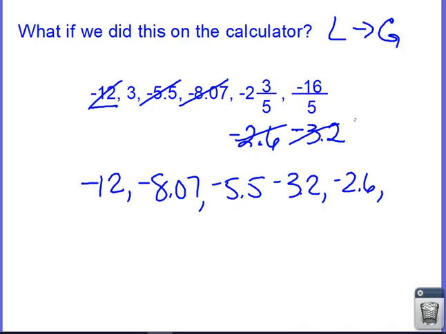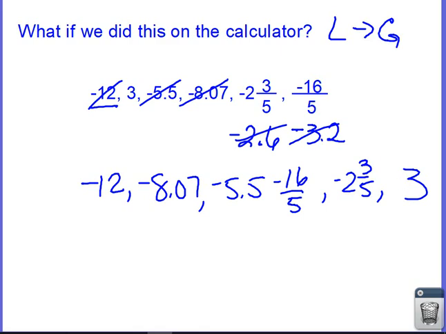But, oh, we forgot. Whenever we're writing these, we need to write them in the proper form. So we go back to the original numbers. So this should be negative 16/5, and negative 2.6 should be negative 2 3/5. And then last but not least, the 3, the only positive number that we had. And that's how we put those in order. So our calculator becomes very helpful when we're putting things in order.